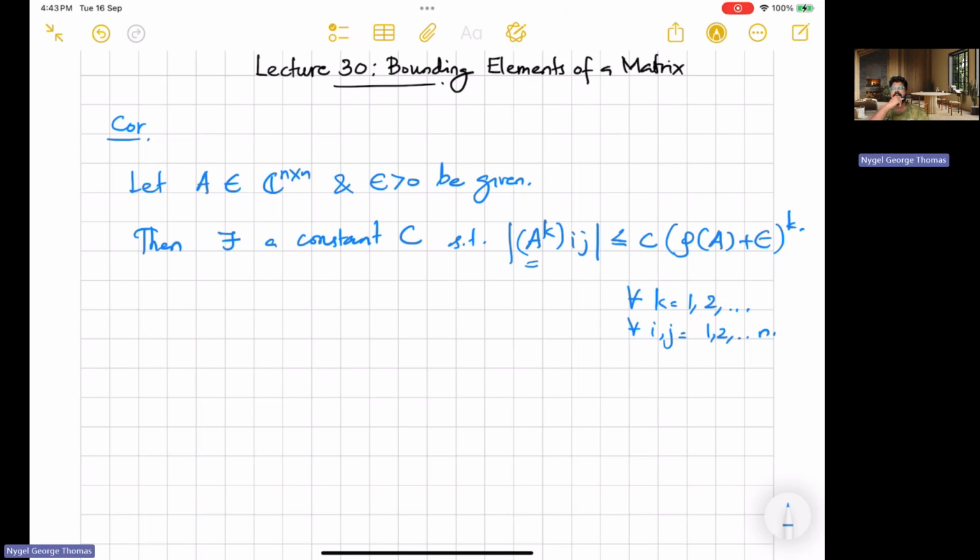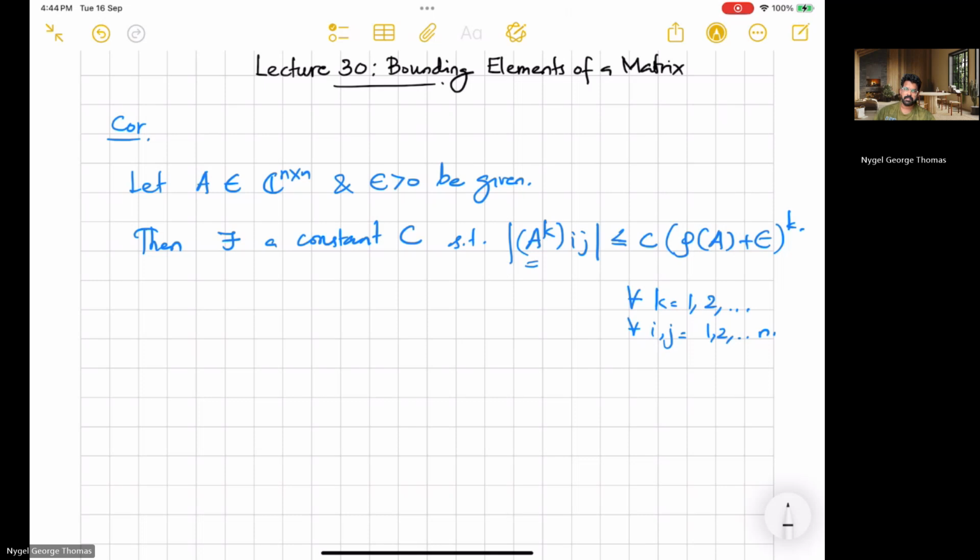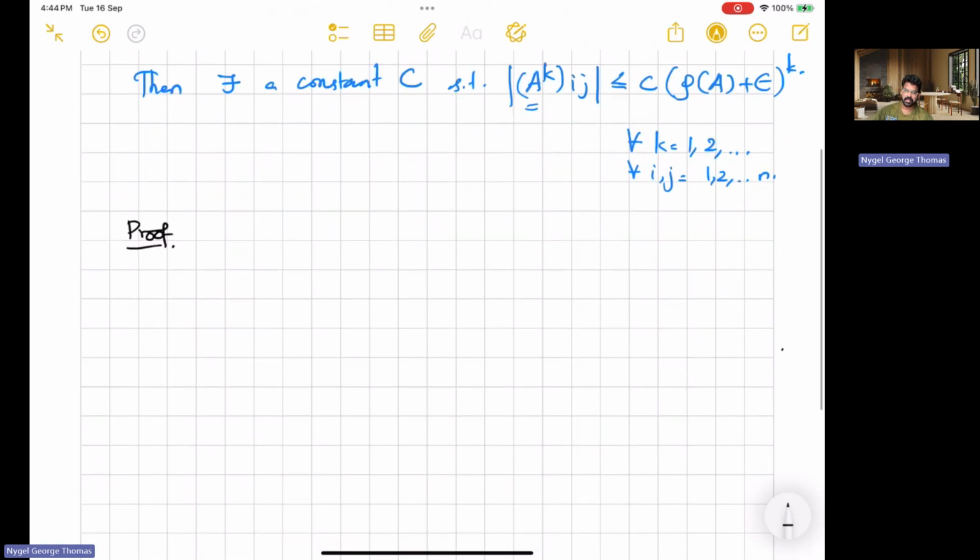So there's nothing like the idea of convergence here, in the sense that k is not tending to infinity. Suppose we are at the 10th power, we are finding A raised to 10. Then we are trying to find the maximum value the ijth element can go, so we can upper bound it by this value. So let's try to prove this. The proof involves some construction and also ideas from convergence of matrices.